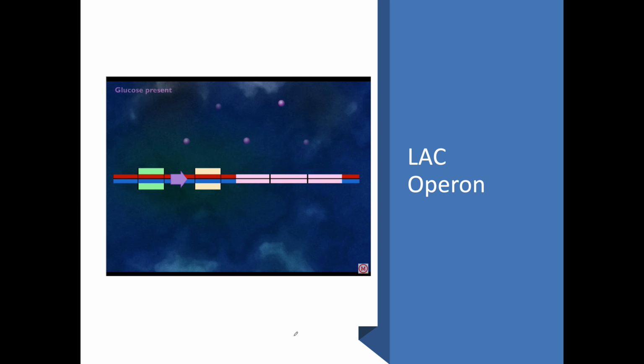When both glucose and lactose are present, there is insufficient cyclic AMP to bind to the catabolite activator protein, which therefore cannot bind to the activator binding site. Without the bound activator protein, RNA polymerase cannot bind to the promoter and initiate transcription, even though lactose binds to the repressor and prevents it from binding to the operator site.